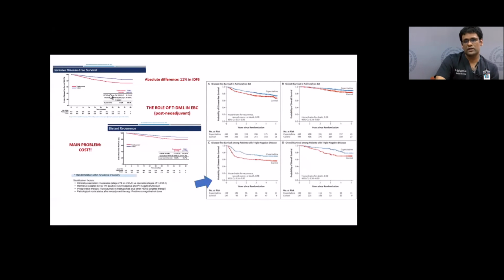This is a similar study done in HER2-positive breast cancers, where those who did not achieve PAT-CR were given a novel drug called TDM1, and again showed an improvement in survival.